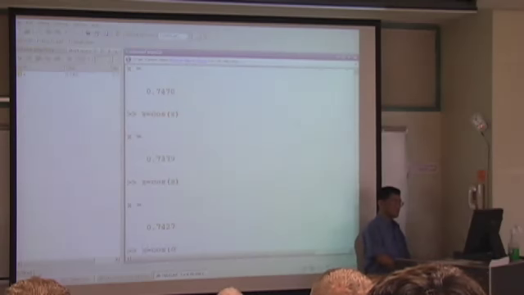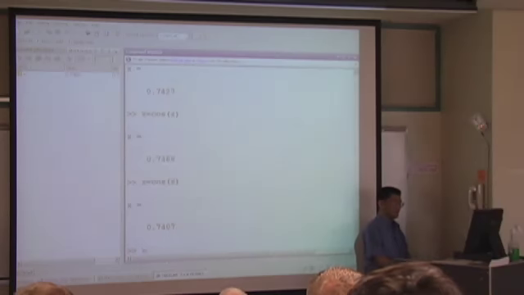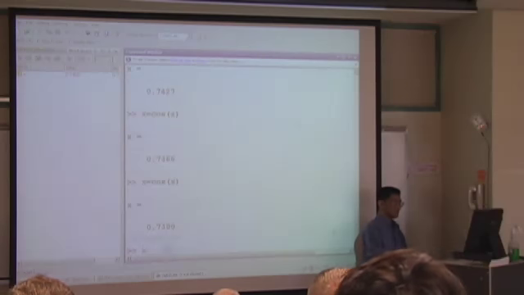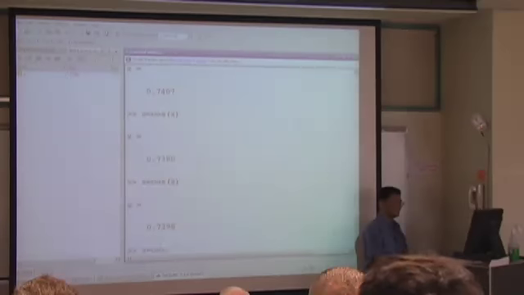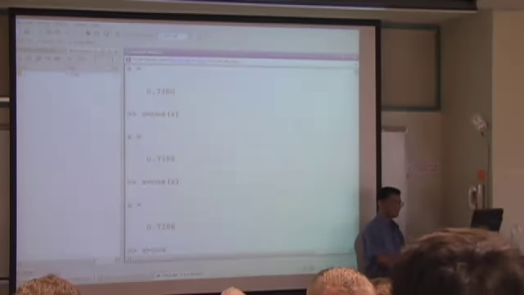So if you think it converges, then please stop me. I'm good at typing, so you can stop me anytime, but I don't mind typing this all day. Still not converging.